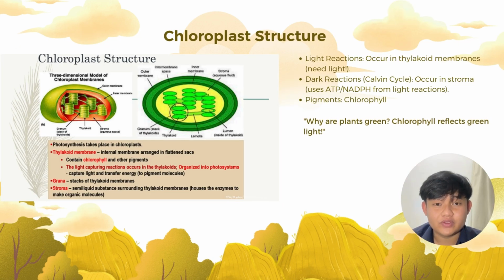Now, let's move on to the chloroplast structure. Here's where the action happens. The chloroplasts. Notice these stacked disc-like structures? These are thylakoids, the solar panels of the plant. They house the light-dependent reactions. The surrounding fluid, the stroma, is where the Calvin cycle occurs. This partial separation is crucial. It allows the plant to efficiently manage energy capture and sugar production, much like an assembly line with specialized stations.